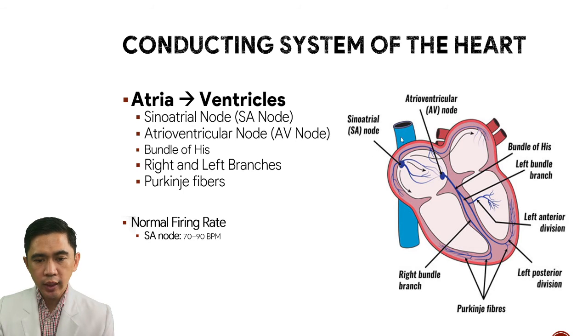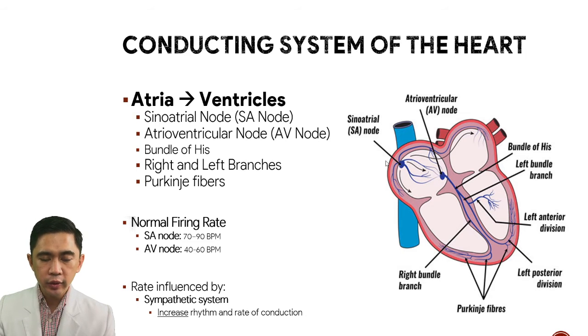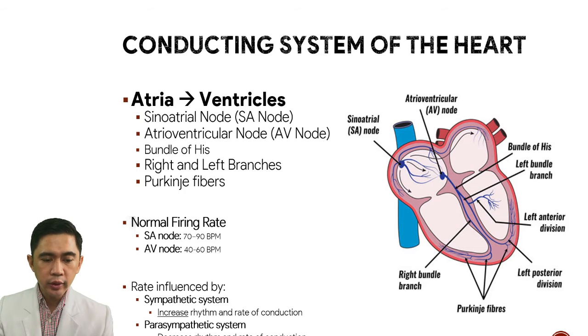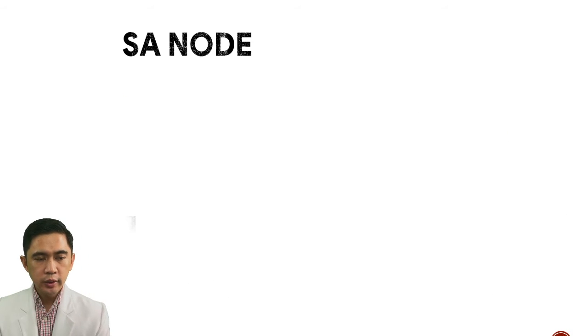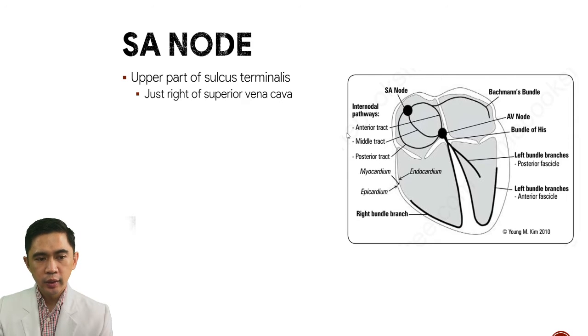The normal firing rate of the heart is 70 to 90 at the sinoatrial node, and 40 to 60 at the AV node. The rate of the impulses is very much influenced by the sympathetic system, which usually increases the rhythm and the rate of conduction, and the parasympathetic system, which decreases the rhythm and the rate of conduction. The sinoatrial node here is found in the upper part of the sulcus terminalis in the right atrium, just right of the superior vena cava.